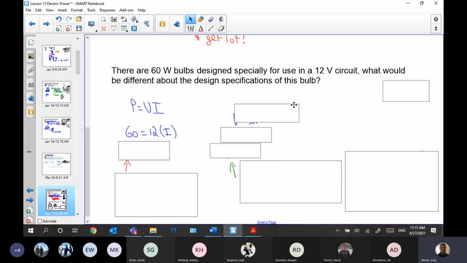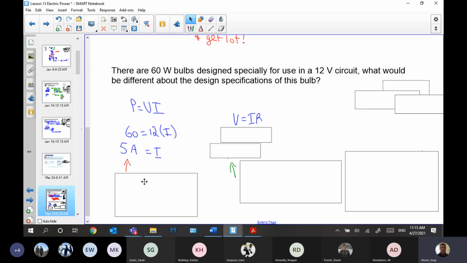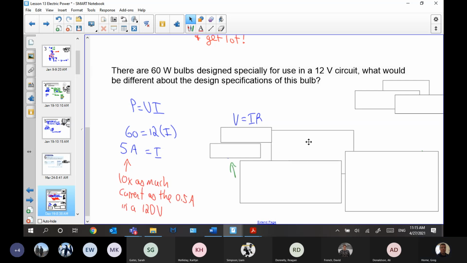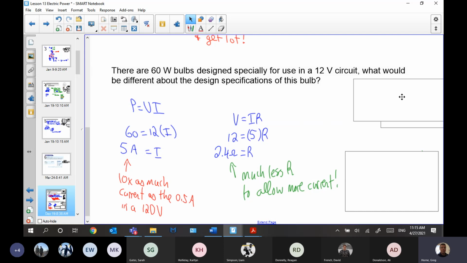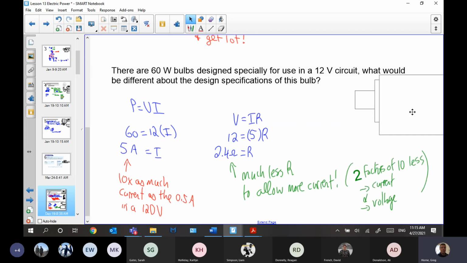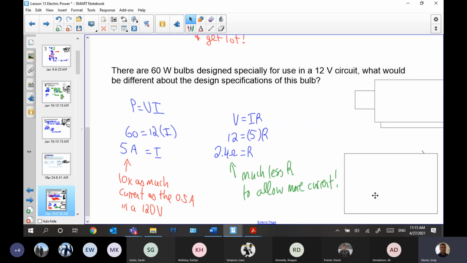All right, so you can calculate it out. You have the 60 watts, you have the 12 volts. It wants 5 amps flowing, right? Just for one light bulb, 5 amps. That's like a half or a third of a normal household circuit just for one light bulb. It's a lot of current, all right? There's that 10 times as much current. And of course, we can calculate the resistance. So it only has 2.4 ohms. So it allows a lot more current. Okay.